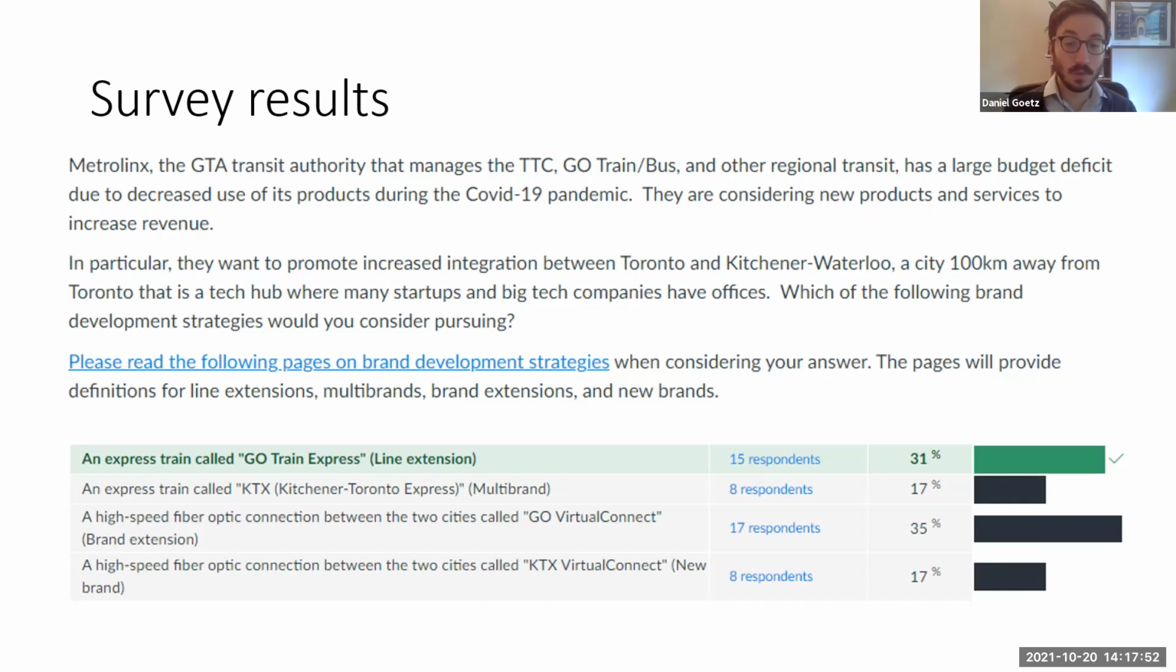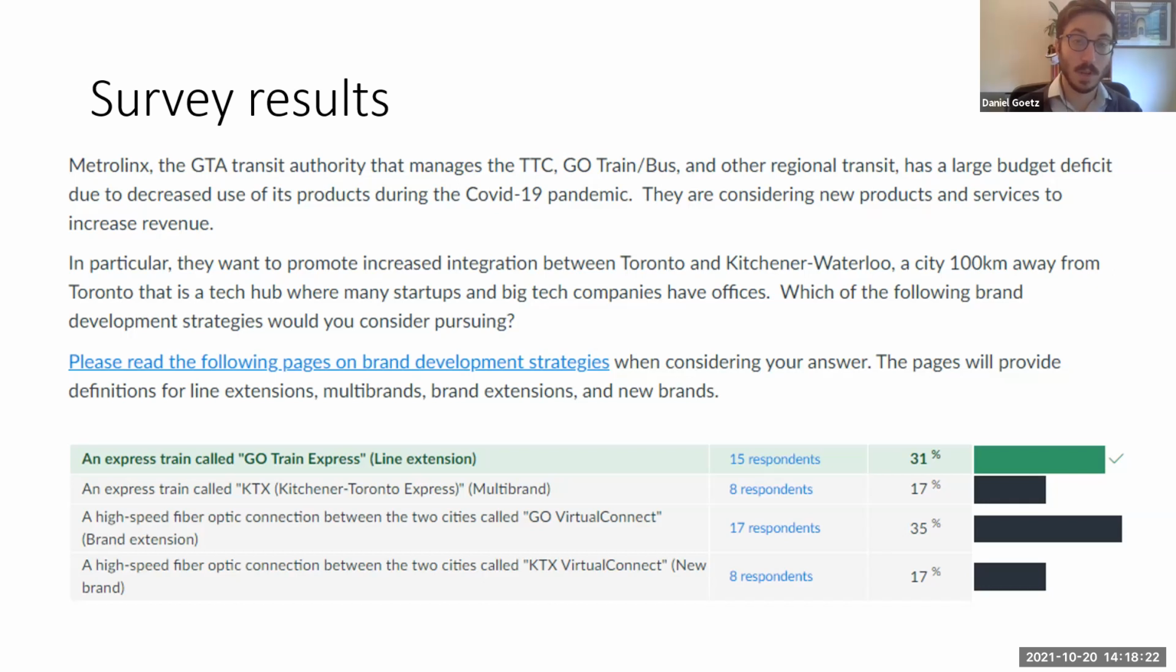Good. So the next group of people were those who suggested that maybe changing the name might be good. So say Abdullah Shahid. So Abdullah says an express train called KTX would work best. This is because for a company like Go, multi-brand would just be another train that goes to a different place. And I believe it is important to distinguish between these trains instead of just creating another line extension.